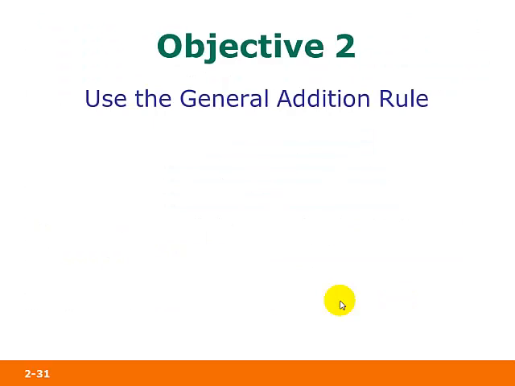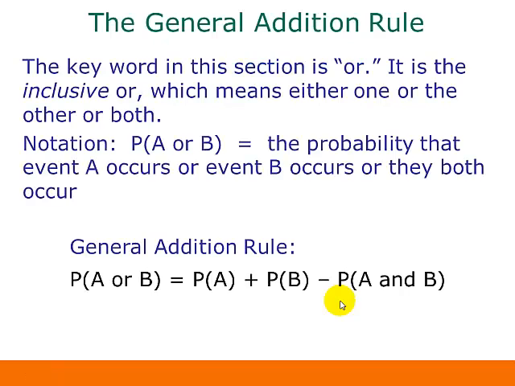Objective 2 is to use the general addition rule. And this one can be used either for disjoint events or for non-disjoint events. And just to make this clear about the word or, we're talking about the inclusive or, which means either one or the other or both. So our notation is that the probability of A or B equals the probability that event A occurs or event B occurs or they both occur.